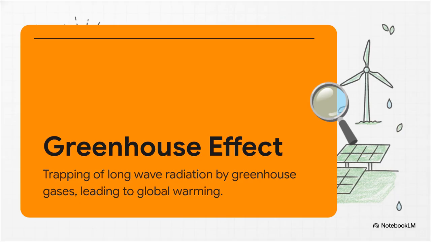So the crucial point here is understanding the actual mechanics of the greenhouse effect. The exam specifically wants students to distinguish between radiation types. Look, the sun sends us short-wave radiation, which passes right through our atmosphere to warm the Earth. Simple enough, right?